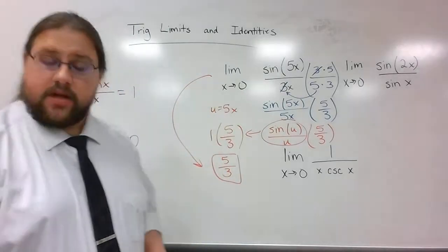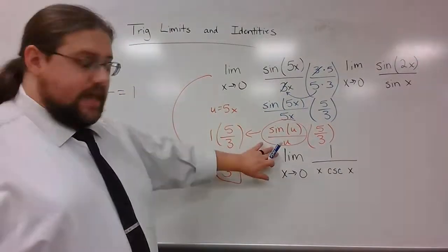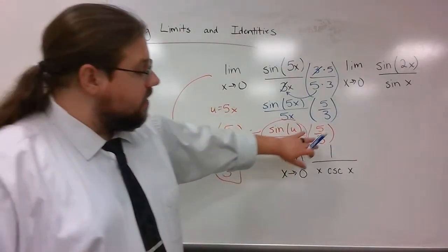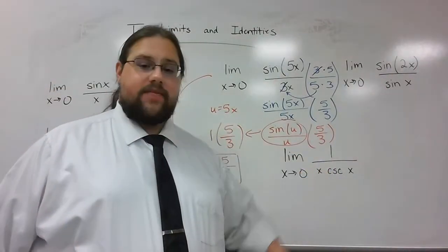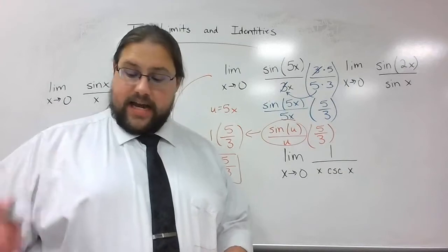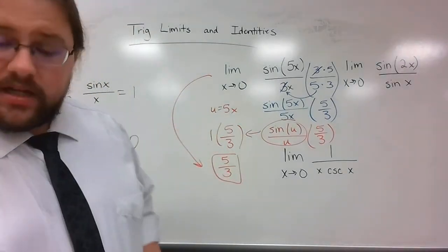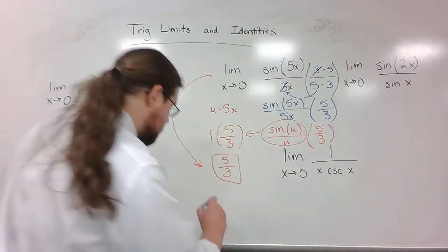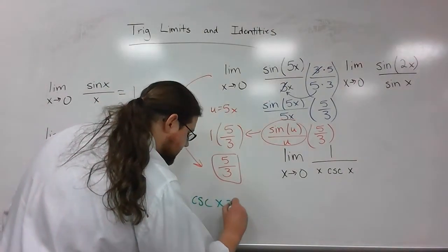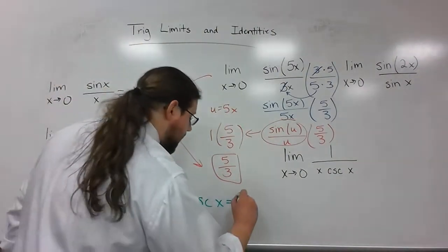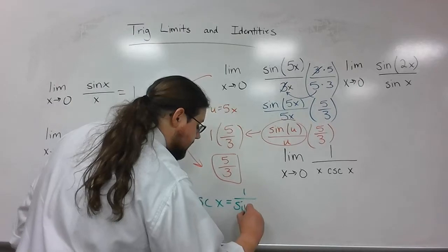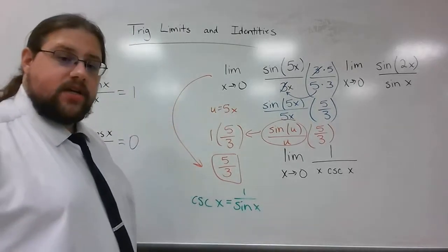Now I'm ready to look at the next one. On the next one, we've got the limit as x approaches 0 of 1 over x times cosecant of x. Now, in case you have forgotten your trig identities again, it'll be important to remember that cosecant is the reciprocal function of sine. So it's actually 1 over sine of x. So that's what I'm going to do.